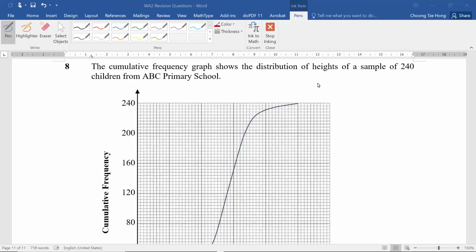Hi students, in this video I'll be going through the JYSS 2021 Mathematics Prelim paper for 4E, paper 1, question 22. Right, so let's read the question. The question says that we have a cumulative frequency graph which shows the distribution of heights of a sample of 240 children from ABC primary school.